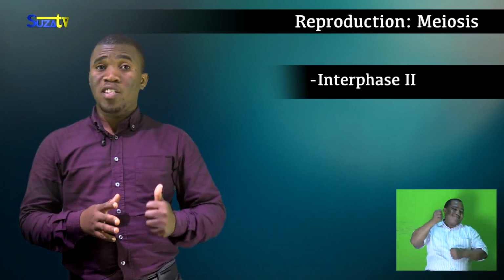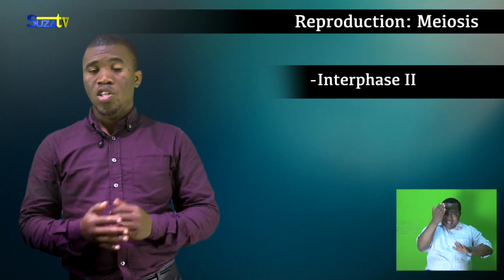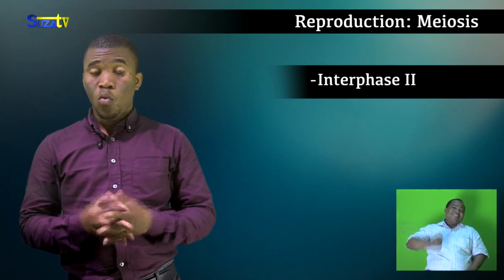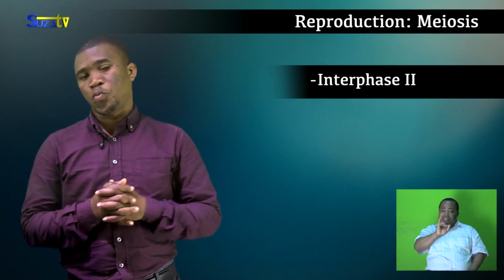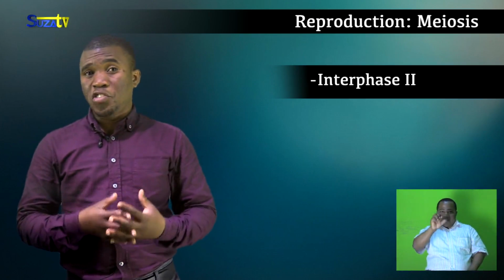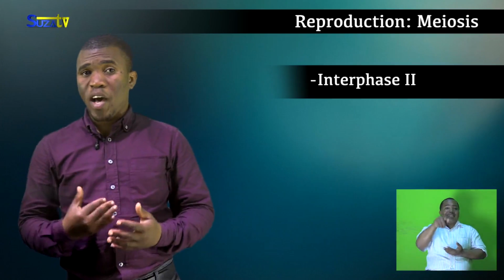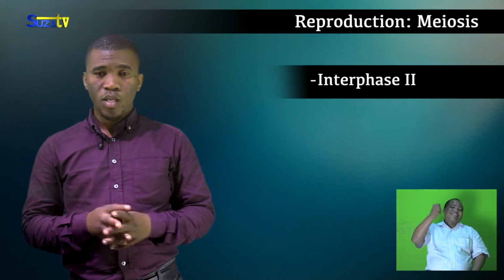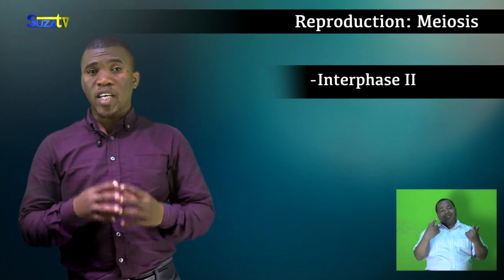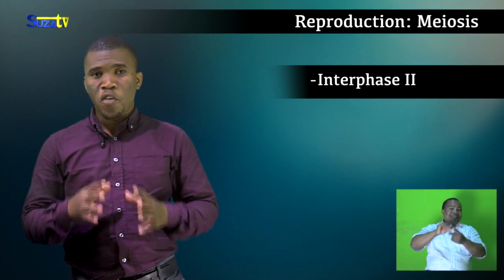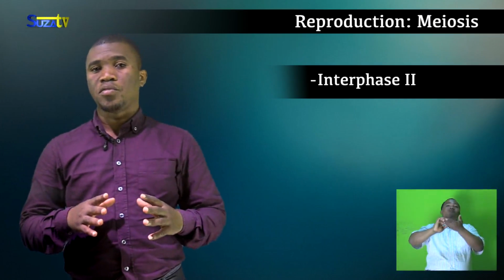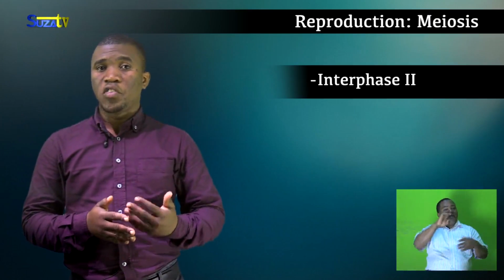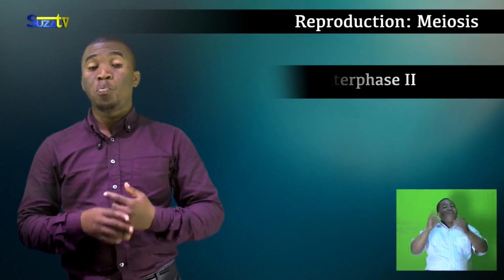Thus, before the cells start meiosis II, they pass through a preparatory stage, which is interphase II. But in the second interphase, there is no further DNA replication. After passing this stage, the cell is ready to enter prophase II.